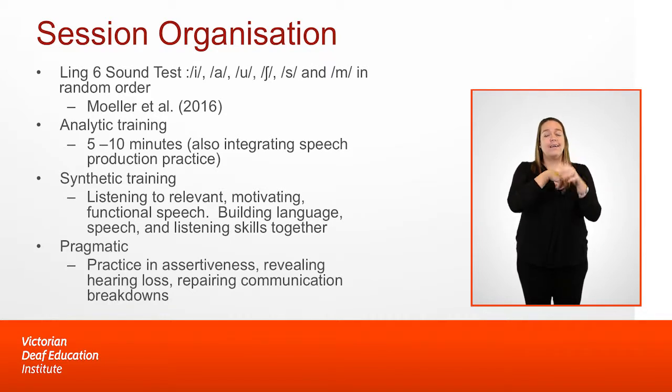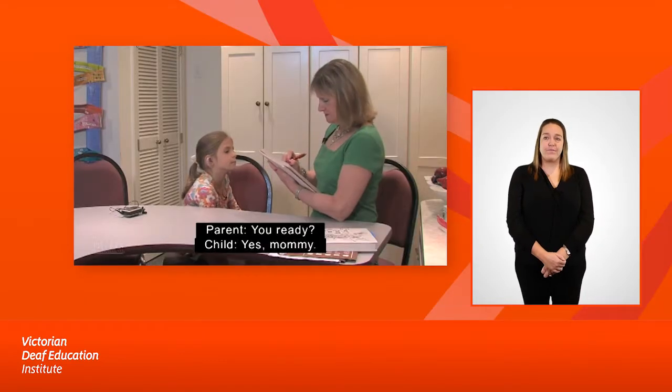I usually start with the Ling 6 sound test, E, A, U, Sh, S, and M, and make sure that the child's CI or hearing aid is working as it should be. So you can take a look at one of the ways you can give the Ling 6 sound test in this video clip.